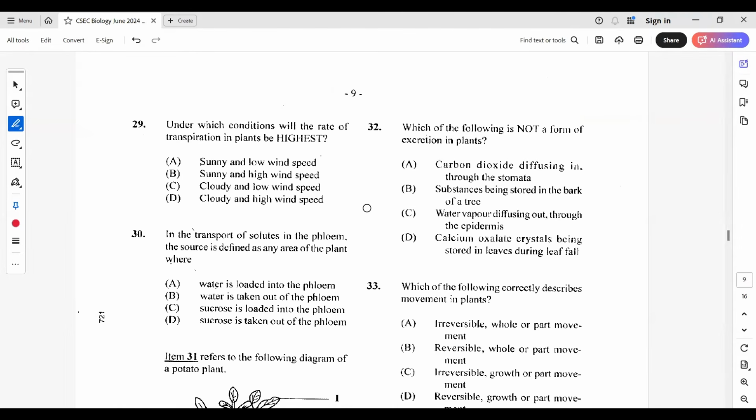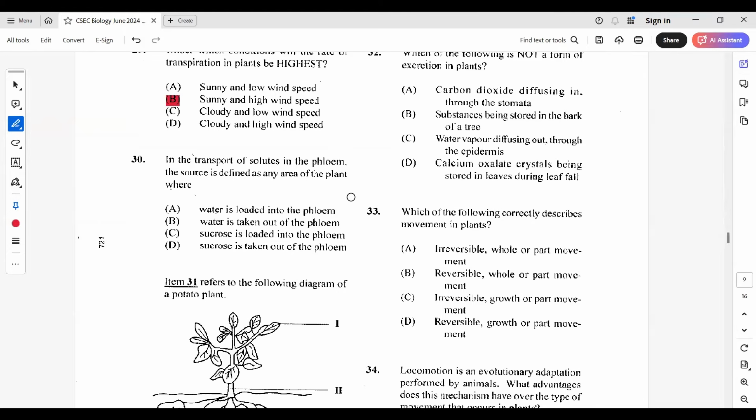Item 29, under which conditions will the rate of transpiration in plants be highest? If you have bright sun and high winds, we're looking for that. That is B, sunny and high wind speed. In the transport of solutes in the phloem, the source is identified as any area in the plant where sucrose is loaded into the phloem. Yeah. So C is the answer.